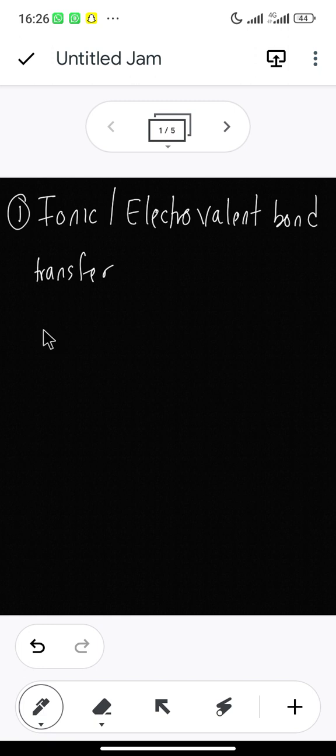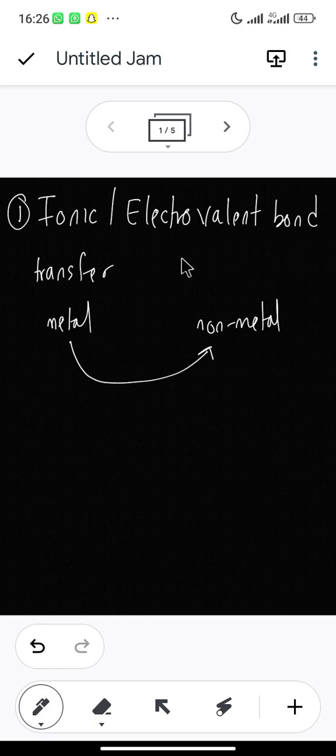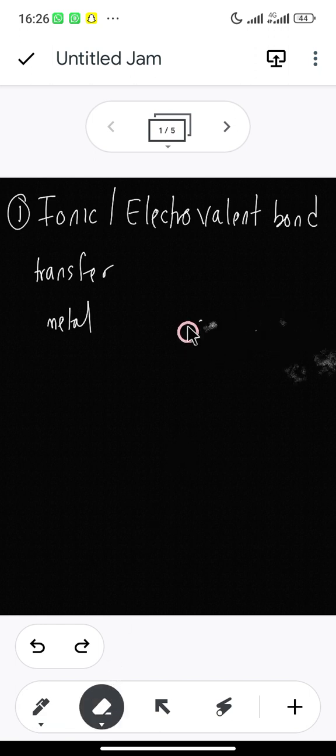The first atom that transfers is usually a metal. Most times it is a metal to a non-metal. So when we talk about the transfer of electron from a metal to a non-metal, we are talking about the ionic or electrovalent bond. Now, the example I gave you earlier on about sodium and chlorine is a very, very good example of the ionic or electrovalent bonding.